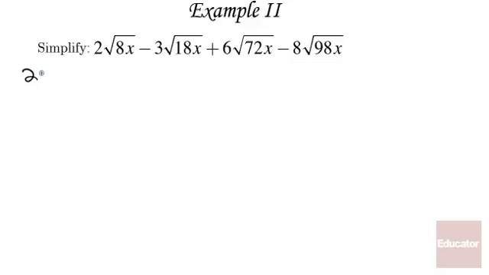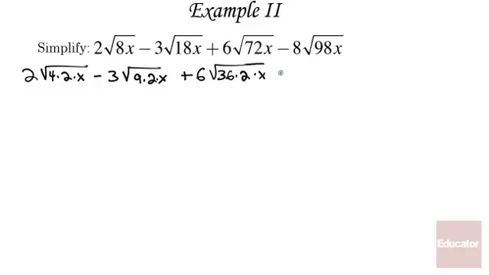Finding my perfect squares. Well, for 8, that's the product of 4 times 2. And then an x is right here. Minus 3 radical 18. 18 contains a factor that is a perfect square. It contains 9. Now I've got 6 radical 72x, and 72 is actually the product of 36 times 2. And then 98 factors out to 49 times 2.